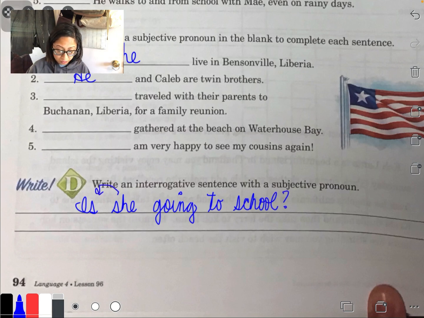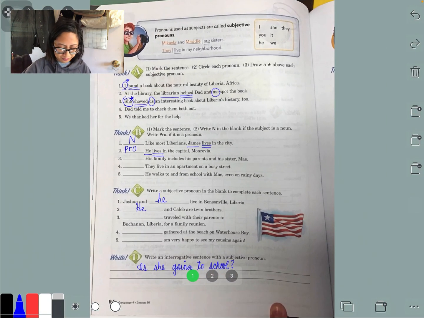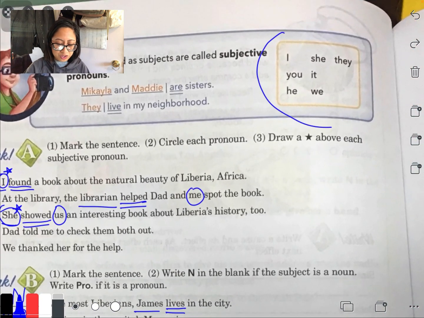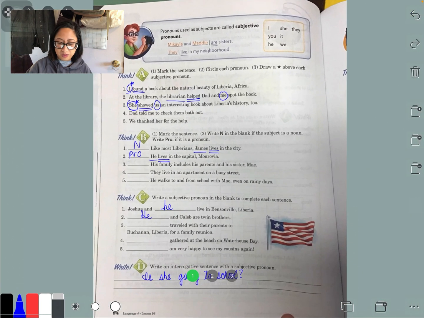Now, you're thinking, Miss Vera, she is not at the beginning of the sentence. No, it's not. But she is doing the action, which is going to school. All right? So the goal here is just to understand that these words are subjective pronouns, usually found at the beginning of the sentence, and they are doing the action. They always do the action. Okay? And I'll clarify more of this at our Zoom meeting.